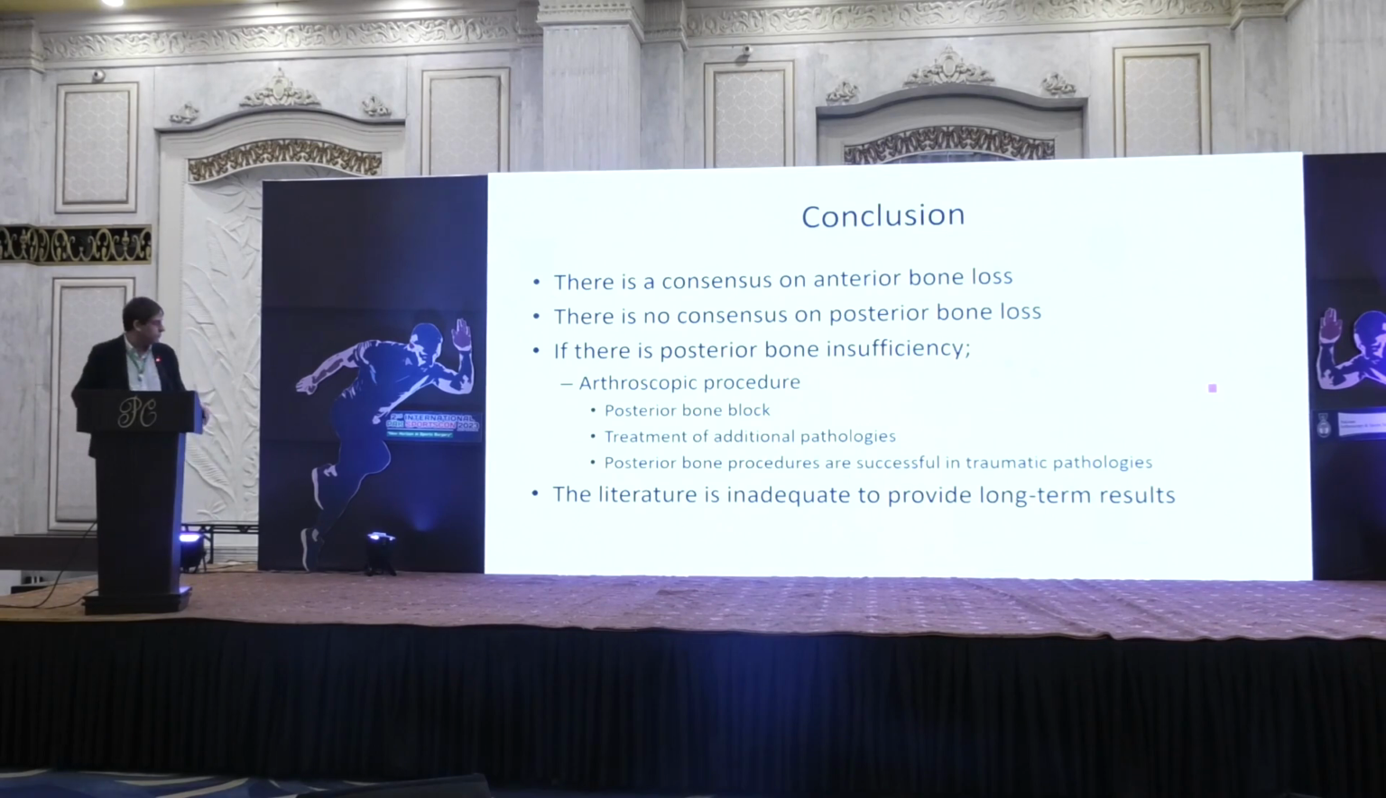For conclusion, I can say that there's a consensus on anterior bone loss, on what we have to do. There's a little bit of consensus, not totally, but there's a consensus. But there is no consensus on posterior bone defects. And if there is a posterior bone insufficiency, you may consider using arthroscopic procedures to put a posterior bone block and repair the additional pathologies there.